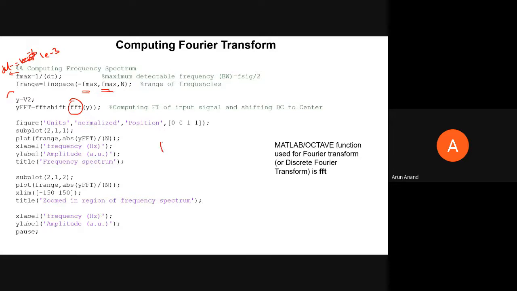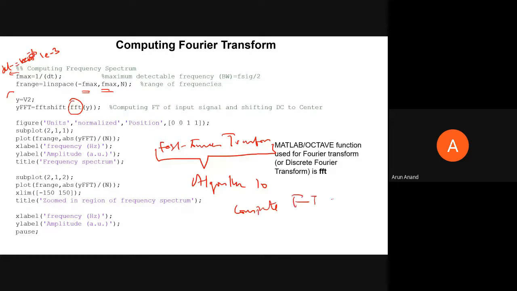FFT is basically short form for fast Fourier transform. So that is an algorithm to compute the Fourier transform of an input. How it works, we don't have time to discuss those things. You can get in any basic signal processing book how a fast Fourier transform algorithm works, how it computes the signal frequencies, different harmonic components. Okay, so what you have to do is this thing.